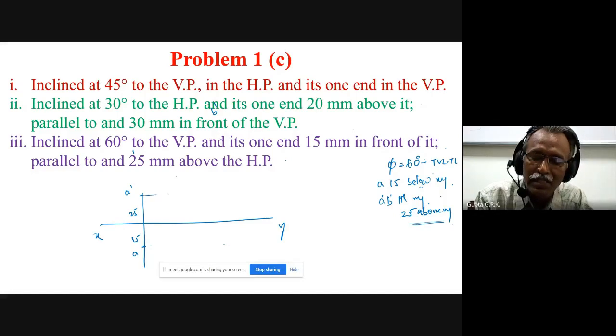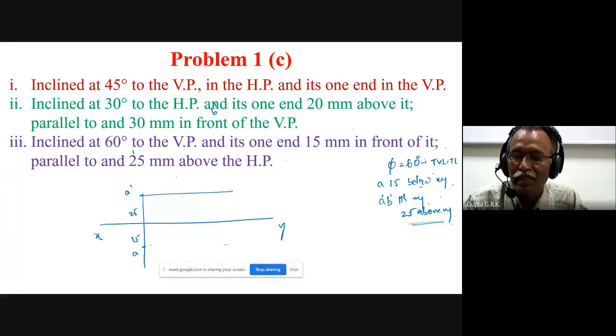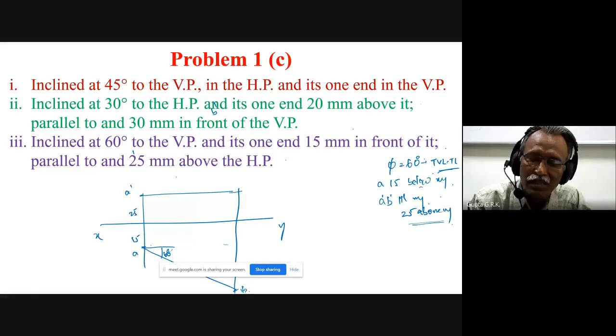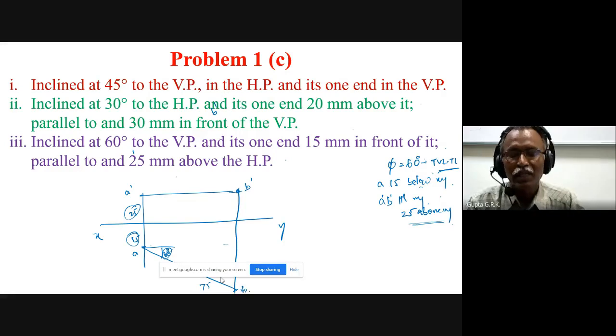So A dash B dash is parallel. B dash should be on that line. But 60 degrees here, from A, I have to draw a 60 degrees line. And here the true length will be there, right? Top view length is equal to true length. So I put B here. So where will be B dash? Draw the projector. Above. Wherever it meets, this is B dash. So I have to show this 25, 15, 60, and the true length 75. I have to show it in the figure.